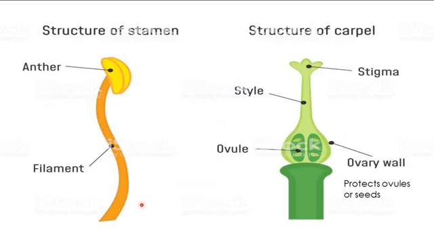This is the structure of stamen. Stamen is also called the male reproductive part, while this is the structure of carpel. Carpel is also called the female reproductive part.